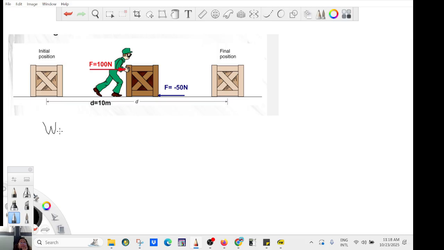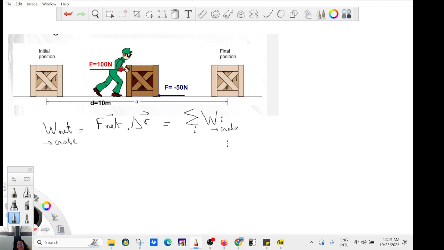So the net work done on a system, which will be the crate, you can say it's the net force times the displacement. That's one way. Or you can say it's the sum of all the individual work done on the crate. Okay, so you have two ways to do it.